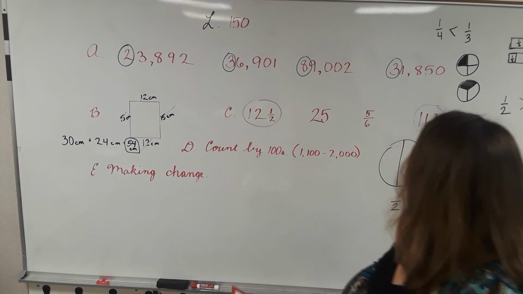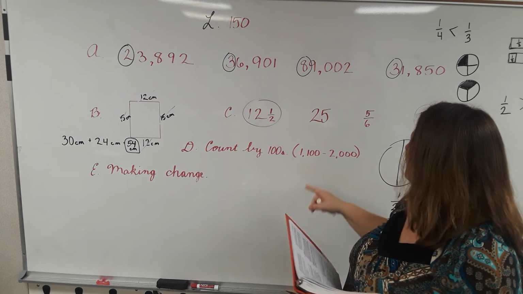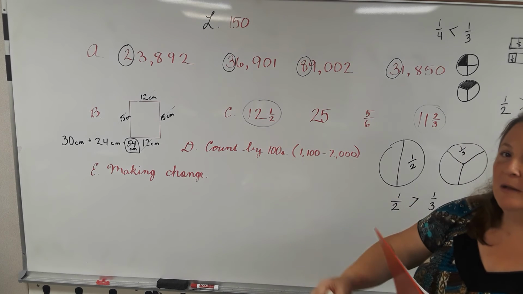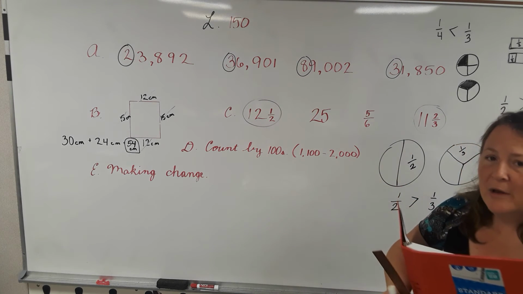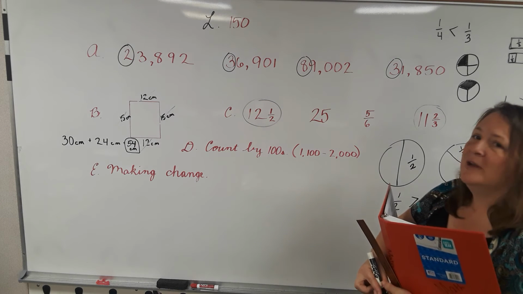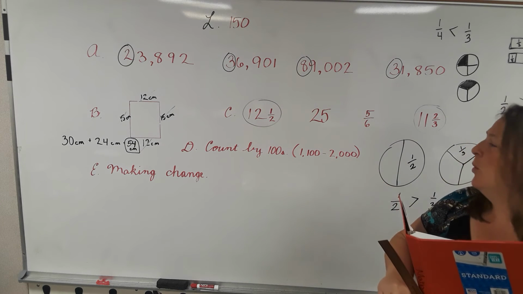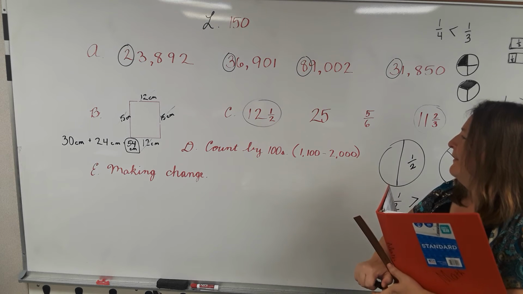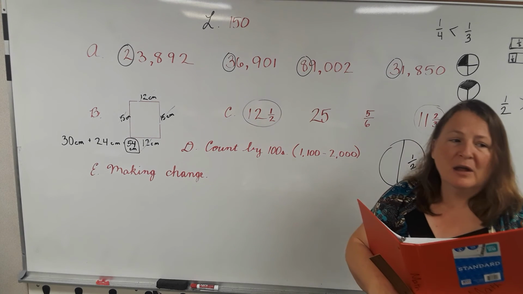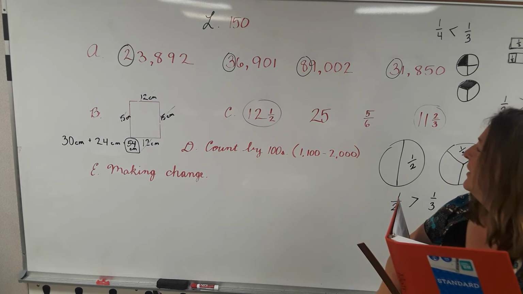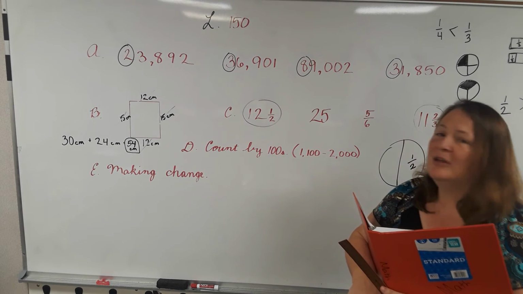All right. Let's count by 100s from 1,100 to 2,000. 1,100, 1,200, 1,300, 1,400, 1,500, 1,600, 1,700, 1,800, 1,900, 2,000.